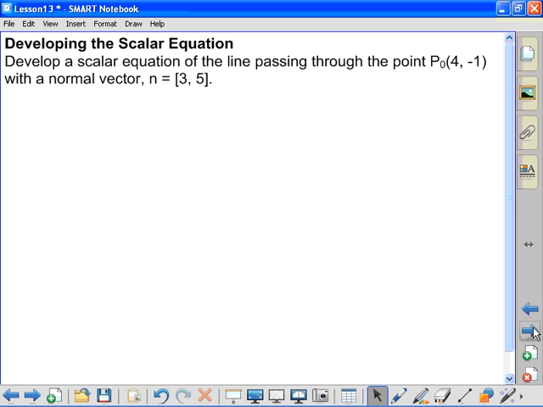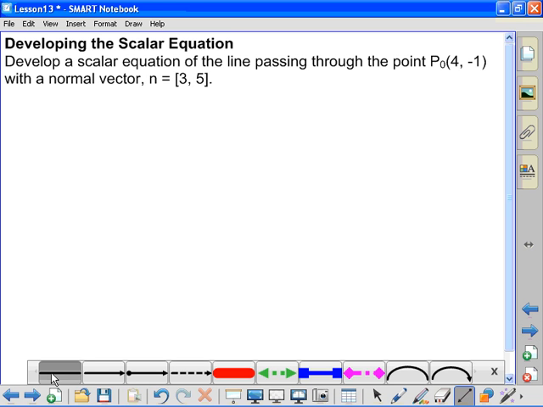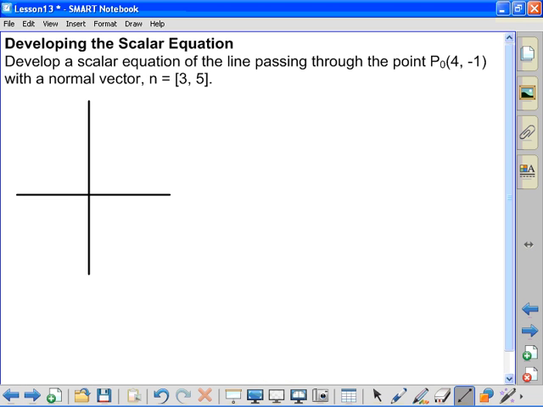So, developing the scalar equation. Similar to what we did yesterday, I'm going to create a Cartesian plane and show where it came from. Give yourself a quick sketch here. It doesn't have to be overly accurate, just so you have a bit of a diagram to follow along. Develop the scalar equation of the line passing through the point 4, -1. So there's my P naught. And with a normal vector, n, with an arrow above it. Just as a side note, n means normal.